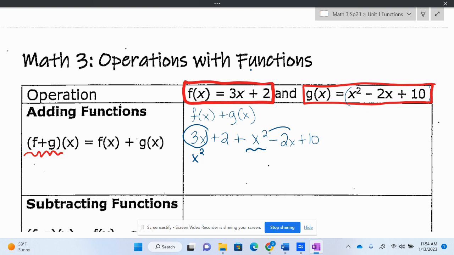Okay, so 3x minus 2x is, and it's a positive x, right? Okay, and then, yeah, 10 plus 2 is 12. So this is actually x squared plus x plus 12.